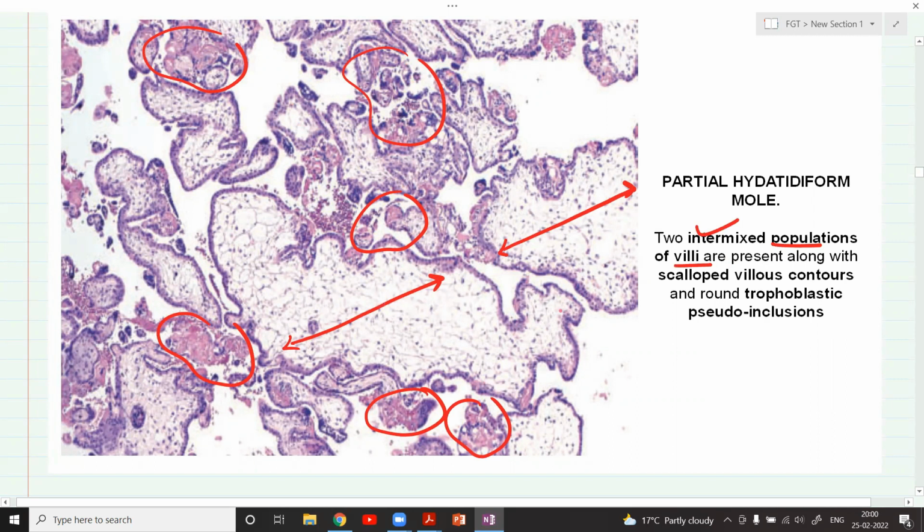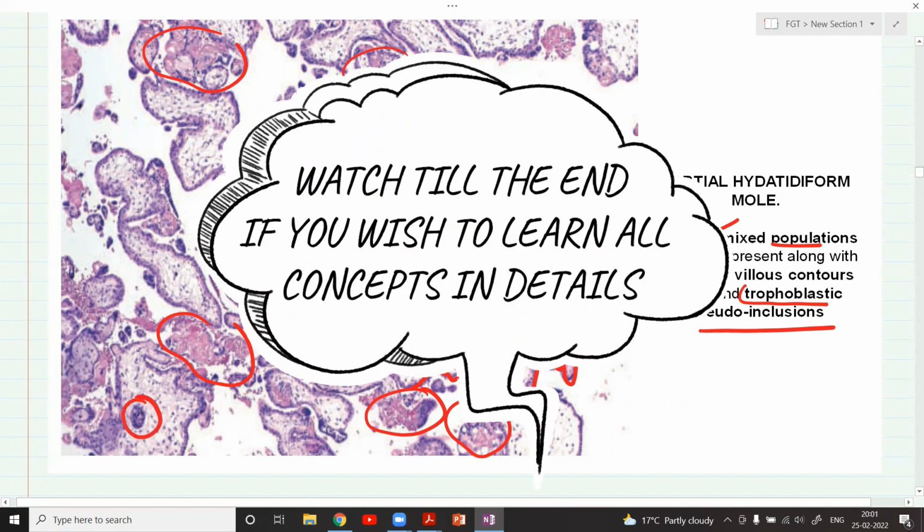Very important: they have their contour, they have a scalloping. Can you appreciate? They have a scalloping. This is very important, that the contours show certain scalloping. And they have round trophoblastic pseudo inclusions. Now, the trophoblastic pseudo inclusions are these structures which are present within the edematous villus. Can you appreciate? These are called the trophoblastic pseudo inclusions.